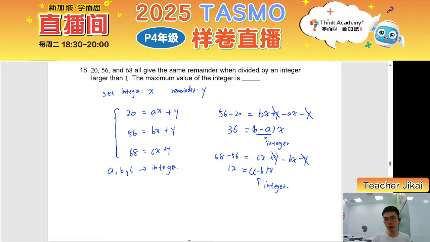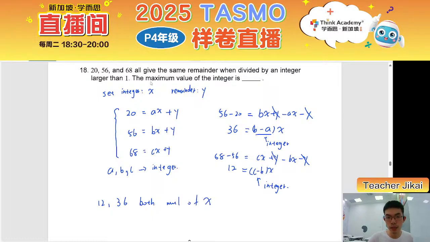So once we know these two integers, we can know what? Why am I going to tell you they are integers? Because once we know they are integers, we know 36 is a multiple of x, and 12 is a multiple of x. This is the key in this question. So once we know the two integers here, we know 12 and 36 are both multiples of x.